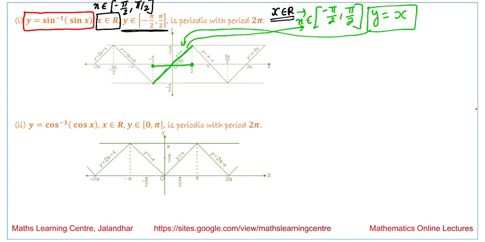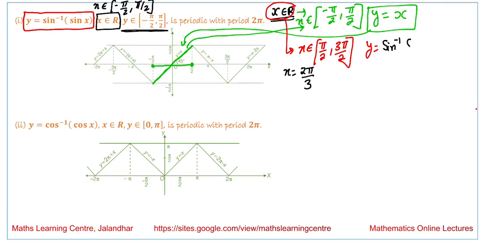Next, suppose x belongs to R, specifically the interval pi by 2 to 3 pi by 2. In this case, suppose I take the value of x equal to 2 pi by 3. Then our question becomes y is equal to sine inverse of sine of 2 pi by 3.